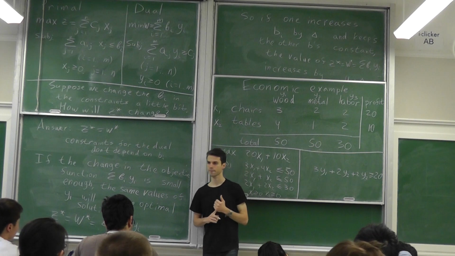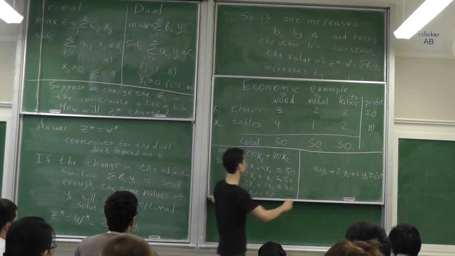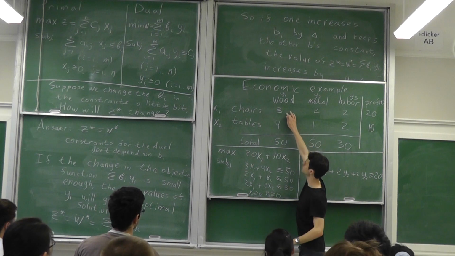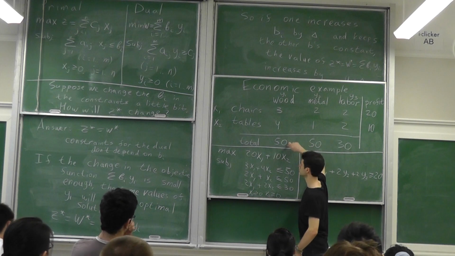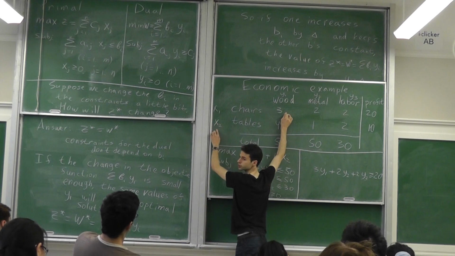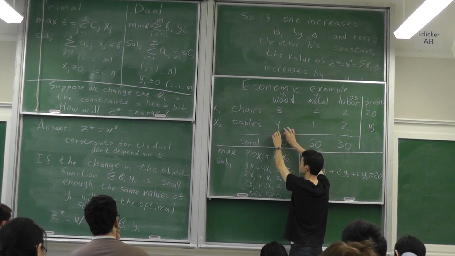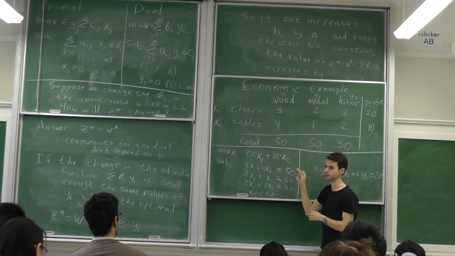Where do you get the constraints for the primal from? The primal, yeah. So this constraint is about not using more wood than I have. The amount of wood that I use if I produce x1 chairs and x2 tables is 3 times x1 plus 4 times x2. And I don't want this to be larger than 50.